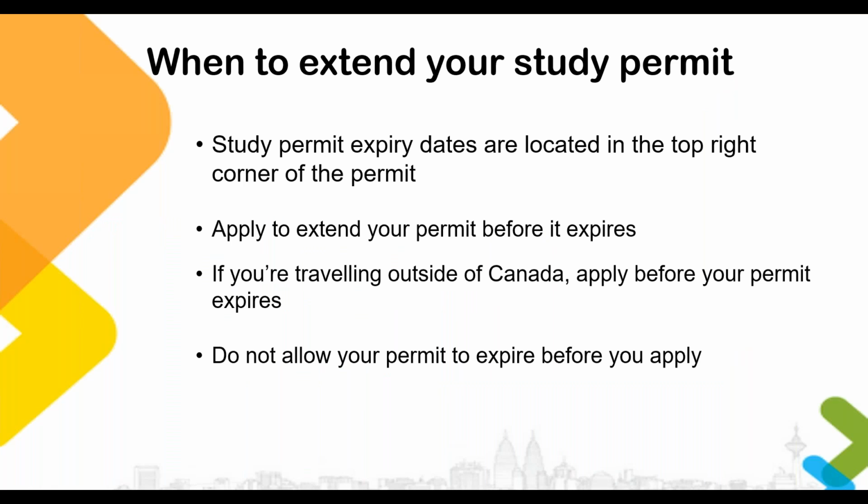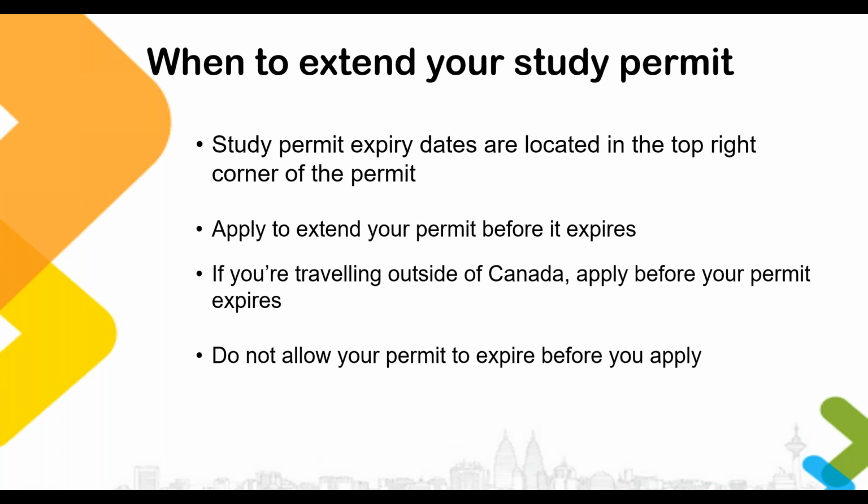When do you extend your study permit is a question that we've been asked a few times. You need to extend your study permit at least 30 days before it expires. The expiry date is in the top right-hand corner of your permit. You can't extend your study permit beyond the expiry date on your passport, so that's something that you should keep in mind. If you apply before your current permit expires, you can stay in Canada under the same conditions as your current study permit until Citizenship and Immigration Canada reaches a decision.